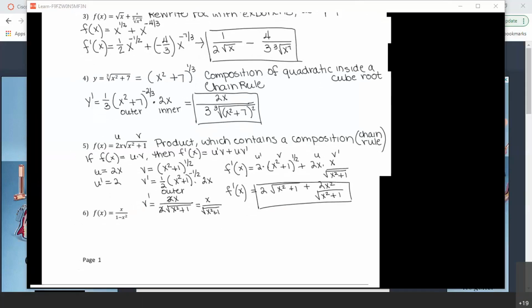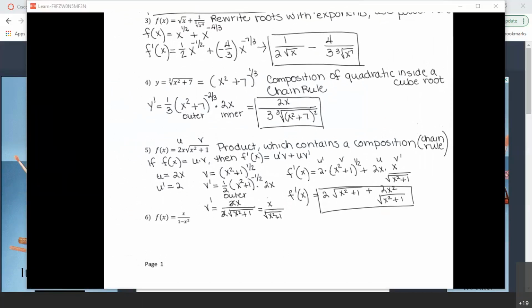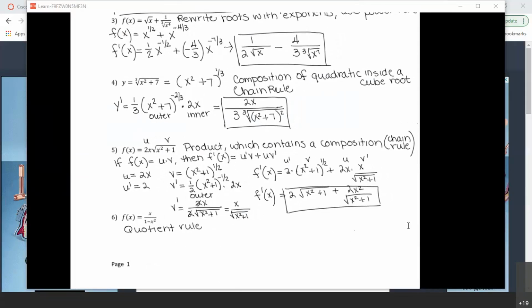Now, if I look at number 6, I'm seeing a quotient, and I'm noticing it's got 2 terms in the denominator, so I'm thinking quotient rule. It is possible also to rewrite it as x times 1 minus x squared to the negative 1, and then you would have a product rule with a chain rule inside, just like this one. There's more than one way to do these. But I'll show you with the quotient rule. Now here's how the quotient rule works.